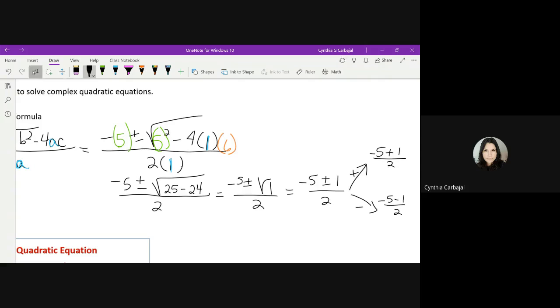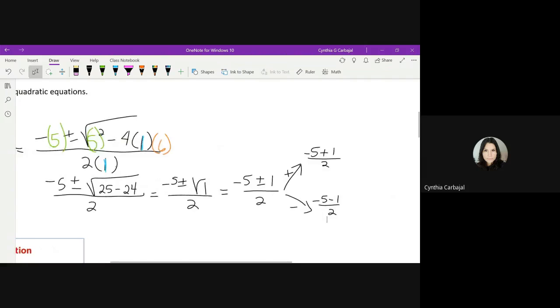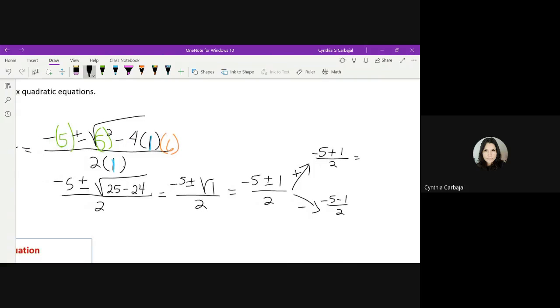And then we do the math. So that's going to be negative 5 plus 1 is negative 4, right? Because they're different signs, so subtract and keep the sign of the larger one. And negative 4 divided by 2 is negative 2. Over here, though, that's negative 5 minus 1. So same signs, add and keep. So we add them and keep the negative sign. And then negative 6 divided by 2 is negative 3. And there are our roots.